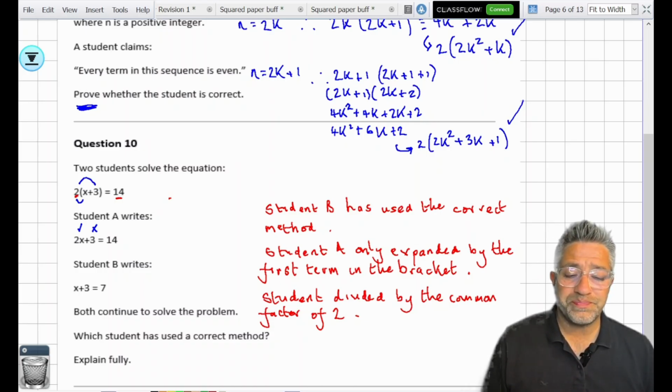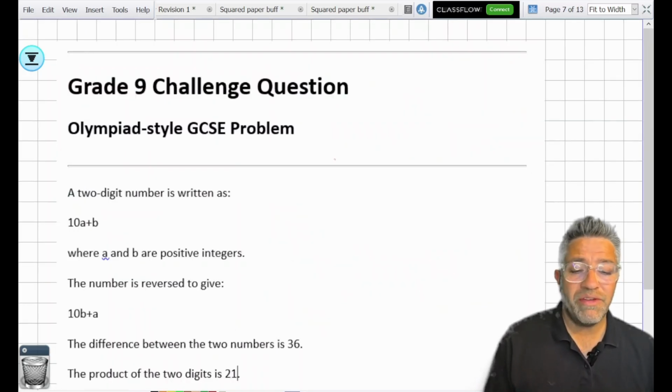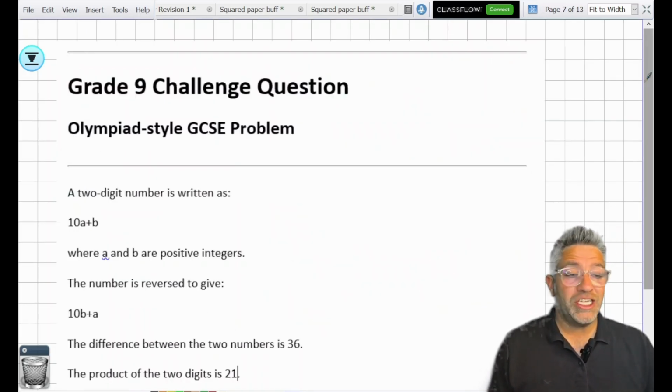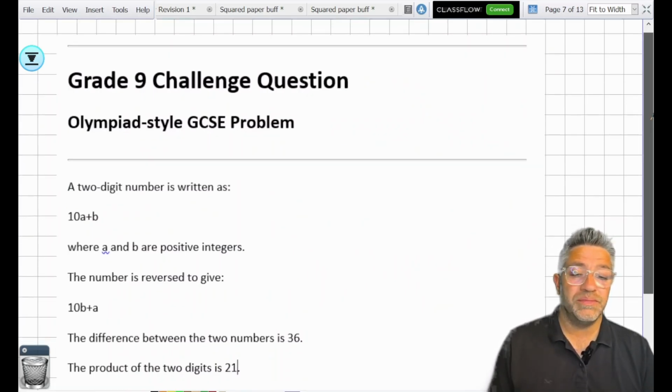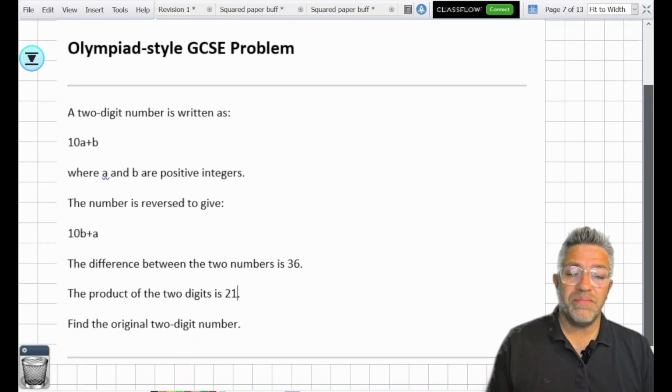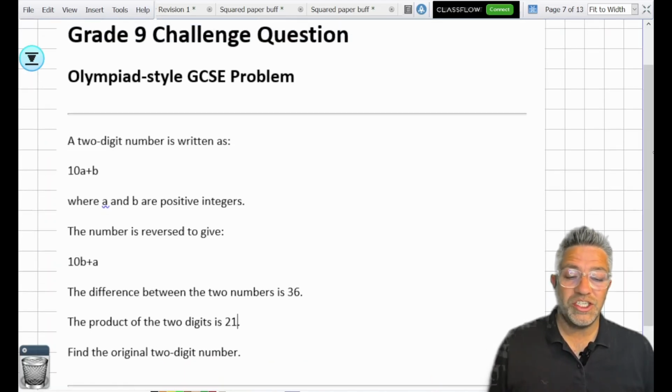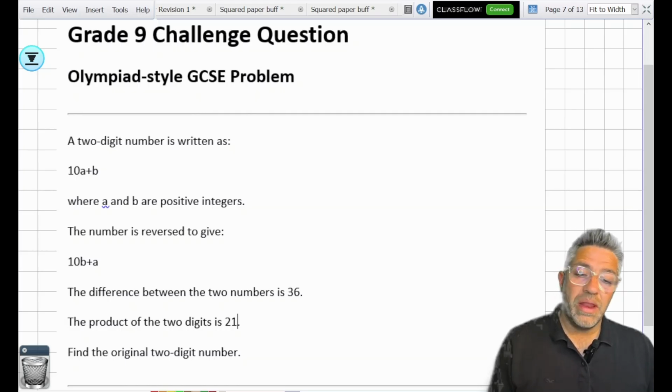Now, I'd like to finish off by a question that we're referring to as a grade 9 challenge question. It's an Olympiad style question. So I'm just going to begin by reading it out. I always do. I like to read the question out loud whenever possible. I know you can't in an exam, but we need to get used to listening and understanding the question. So a two-digit number is written as 10a plus b, where a and b are positive integers. The number is reversed to give 10b plus a. The difference between the two numbers is 36. The product of the two digits is 21.